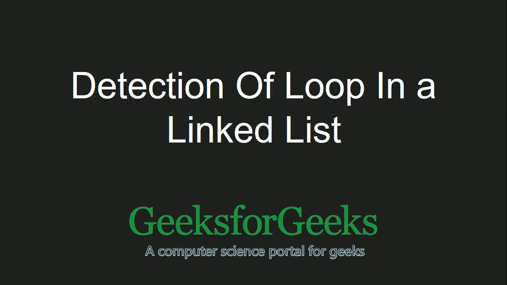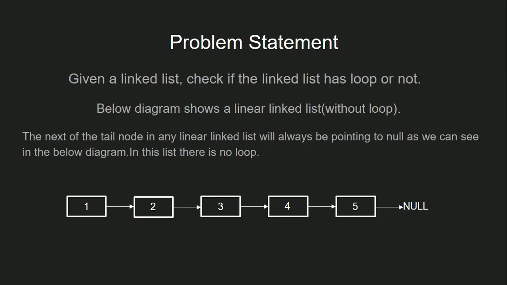In this video, I am going to discuss detection of a loop in a linked list. Let's understand what the problem says. We are given a linked list and we need to check if the list has a loop or not. The below diagram shows a linear linked list which is terminated after the tail node. That is, the next of the tail node, that is 5, points to a null pointer.